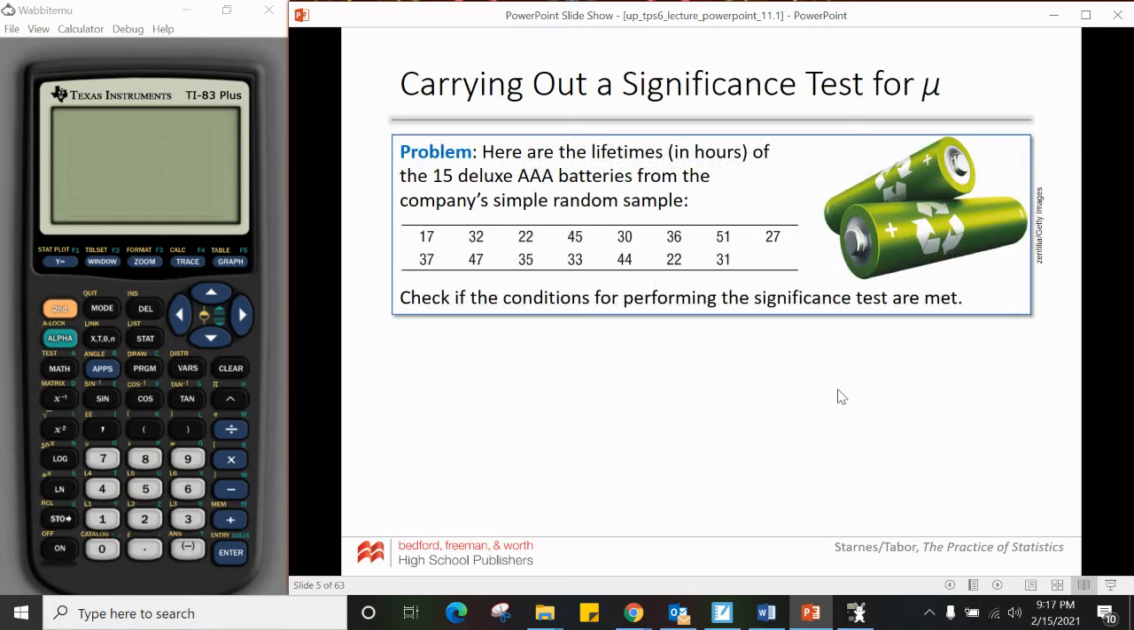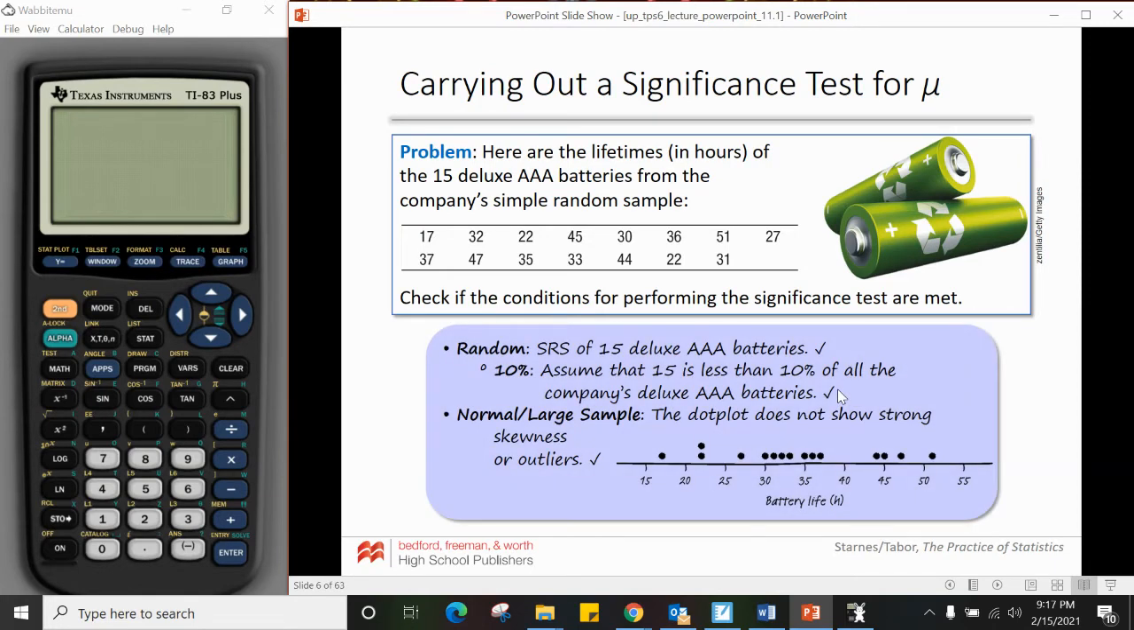So let's look at an example. We have 15 deluxe AAA batteries from a company's simple random sample. Check the conditions for performing a significance test are met. So random: an SRS of 15 deluxe AAA batteries. And this is just something I want to remind us. I know sometimes the problem just says random, and we're quick to say SRS. We love simple random sample. If it doesn't say it's a simple random sample, if it just says a random sample, just say a random sample. Don't say an SRS or a simple random sample unless the problem specifically states that. Here, it does state that, right? So we're able to say that for our randomness.